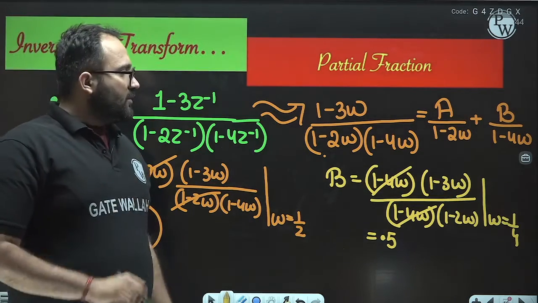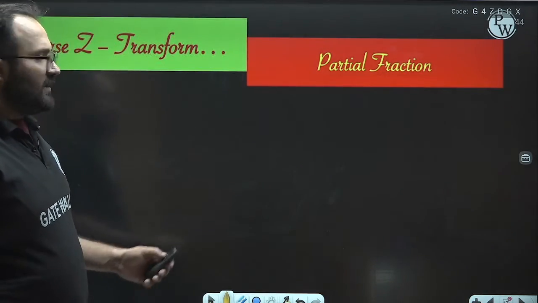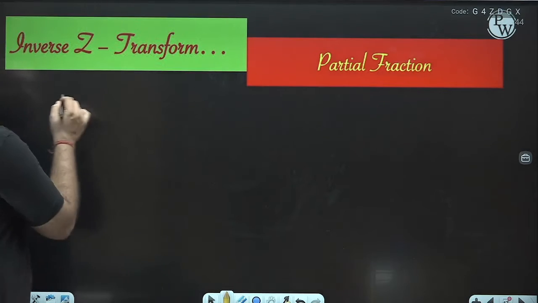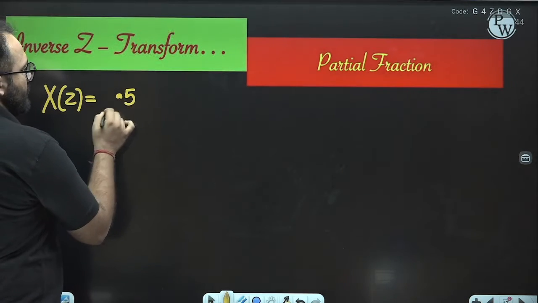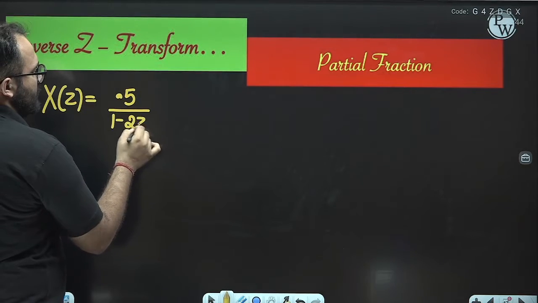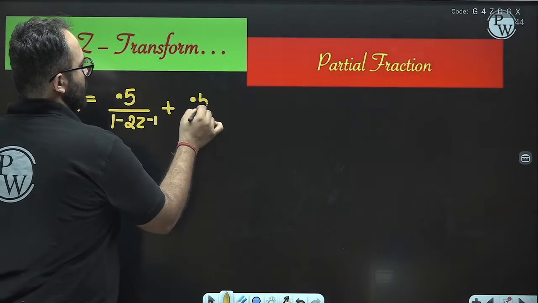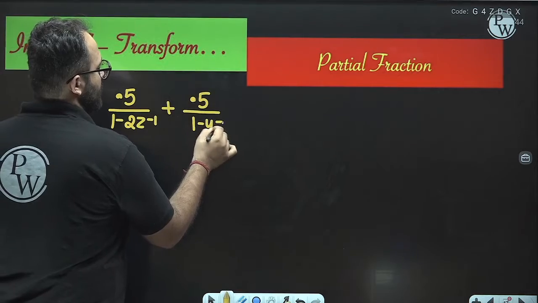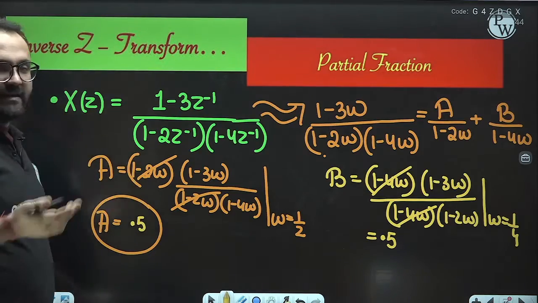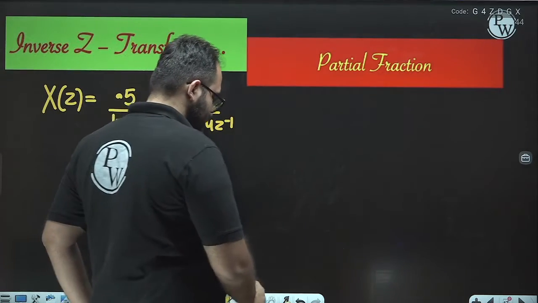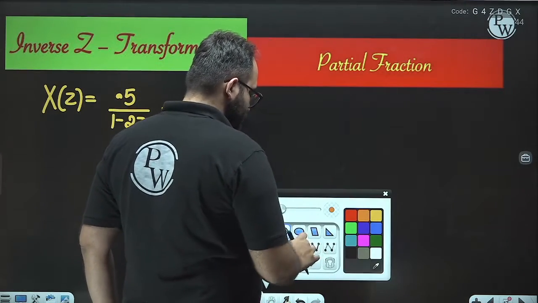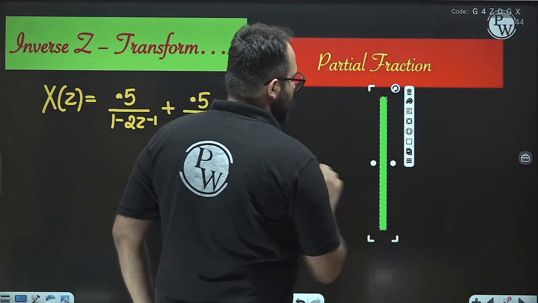Okay, now we have done the partial fraction of this. Now we can say that X(z) is equal to 0.5 upon 1 minus 2 z inverse, 0.5 upon 1 minus 4 z inverse. Okay, so this is what we get. Now we have two poles, one at 2, one at 4.